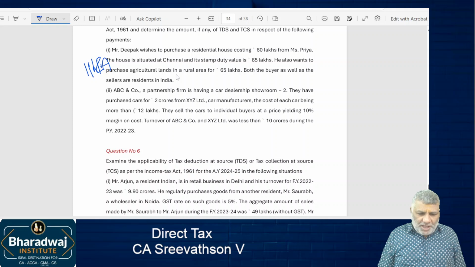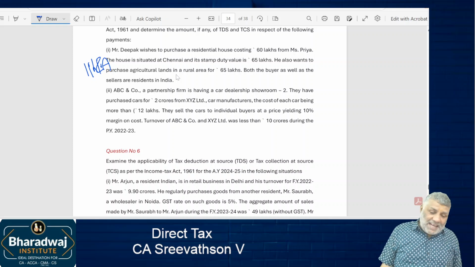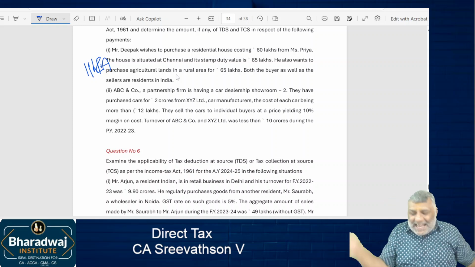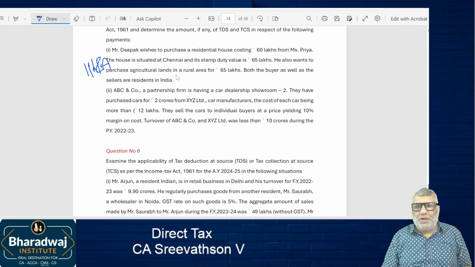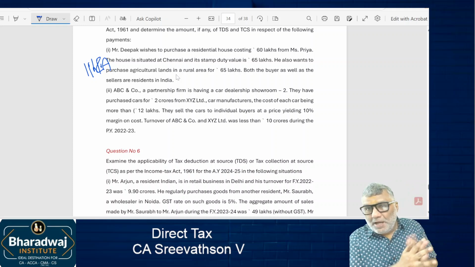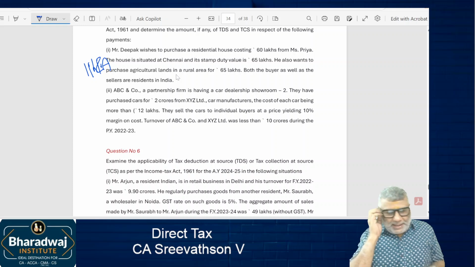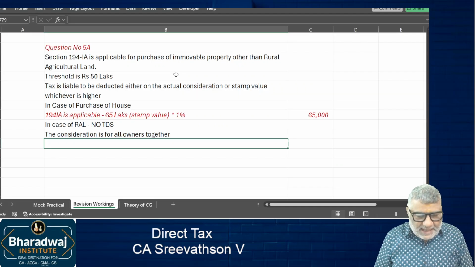Purchased cars for 2 crores from XYZ car manufacturers. The cost of each car is more than 12 lakhs. They sell the cars to individual buyers at a price yielding 10% margin of cost. Turnover of ABC and XYZ Limited was less than 10 crores during the year. So for the purchase, no TDS, but they are liable to collect TCS. I will write a detailed answer.